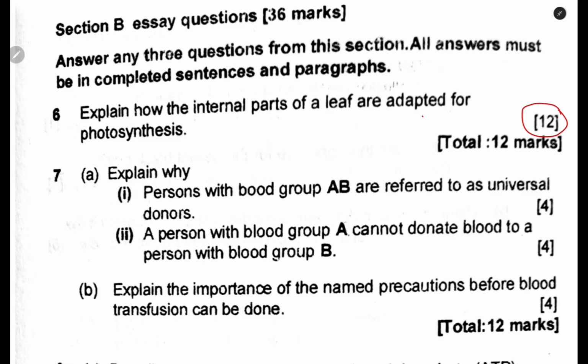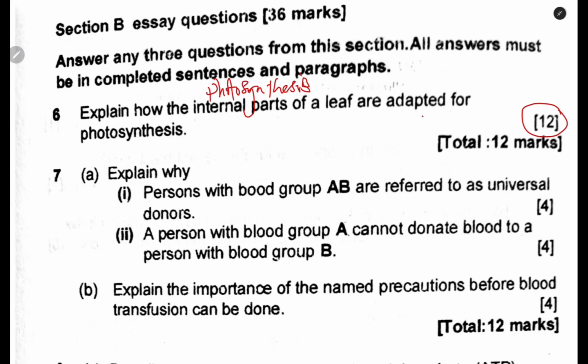Then question 2, that is question 7. Explain why. So the question that came here was on photosynthesis. So take note of this. If you do not know this part, make sure that you go through it. You might save yourself. Explain why, one, a person with blood group AB is referred to as a universal recipient. Then, a person with blood group A cannot donate blood to a person with blood group B. So that was the question.